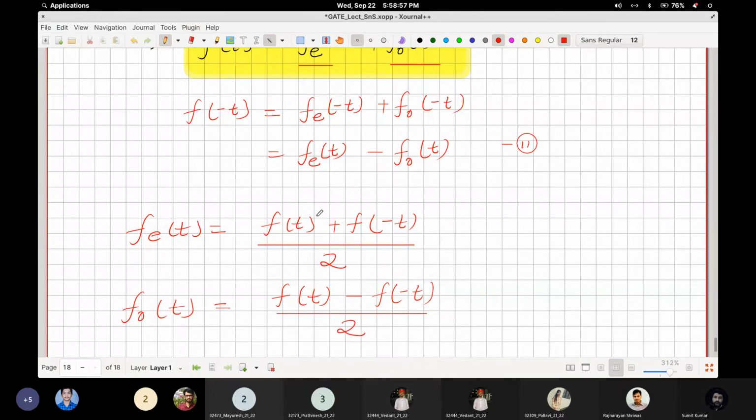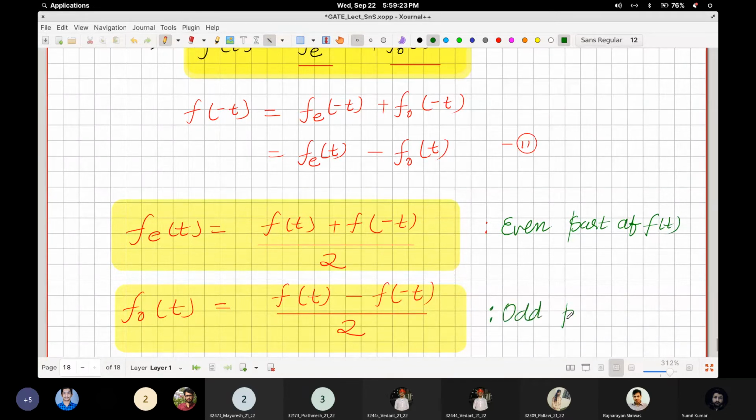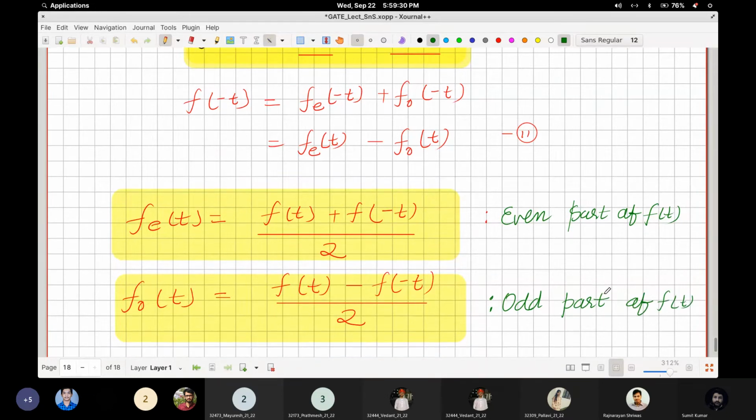So this part is called the even part of the signal and this part is called the odd part of the signal. Is that clear? इसको क्या बोलेंगे हम लोग? Even signal, even part of f(t), and what this is going to be, odd part of f(t).